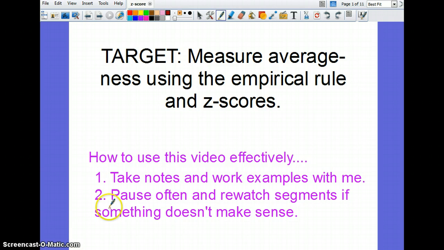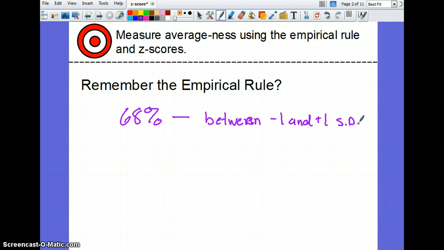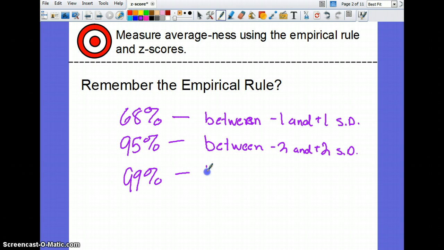Okay? So, started here. Do you remember the empirical rule? It told us that if I have 68% of my data, it's going to fall between -1 and +1 standard deviations. If I have 95% of my data, it's going to fall between -2 and +2 standard deviations. And after that, at least 99% of my data is going to fall between -3 and +3 standard deviations.